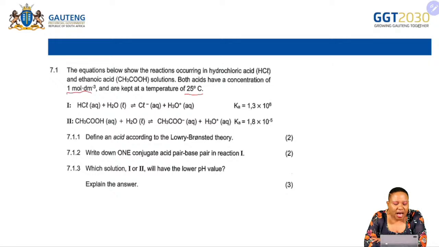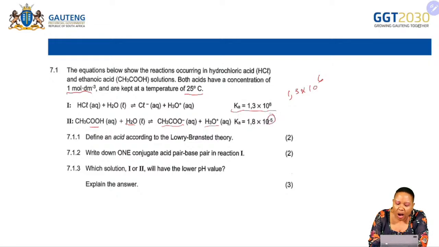Then reaction 1 is hydrochloric acid reacting with water to form a chloride ion and hydronium ion. And we are provided a Ka value which is 1,3 times 10 to the exponent 6, which is positive 6. And then ethanoic acid reacting with water also to give us ethanoate ion and hydronium ion. And here our Ka value is 1,8 times 10 to the exponent negative 5. So you can see that the Ka value here is greater than 1 and the Ka value here is less than 1.